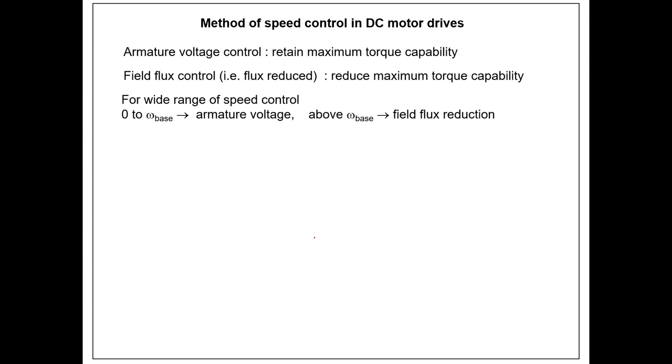Once we reach the base speed, if we need to further increase the speed, then we cannot further increase the terminal voltage because we have reached the maximum terminal voltage. Therefore, to further increase the speed, we will use the field flux reduction methods.